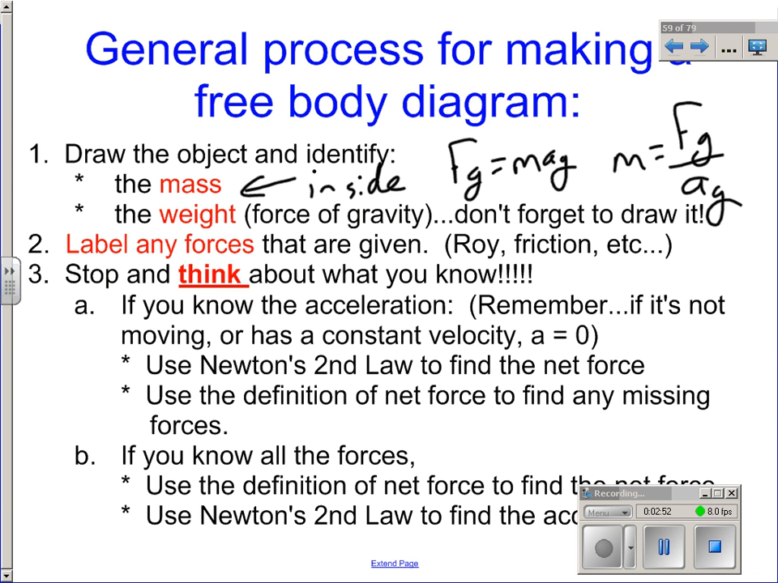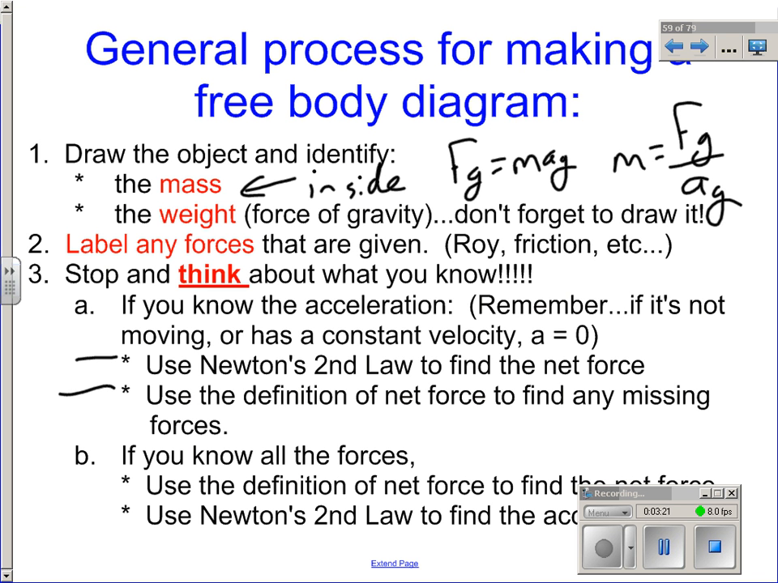Okay, because a lot of times what people do is they stop at step 2. All right, you have to think, and I don't mean this to be condescending, but you got to stop and think about what you know. All right, so if you know the acceleration of the object, you're going to do these two things. All right, I should comment real quick too. Sometimes it won't outright tell you what the acceleration is, but you'll know it because, for example, if the object isn't moving at all, or if it's got a constant velocity, you know your acceleration is 0. So keep that in mind.